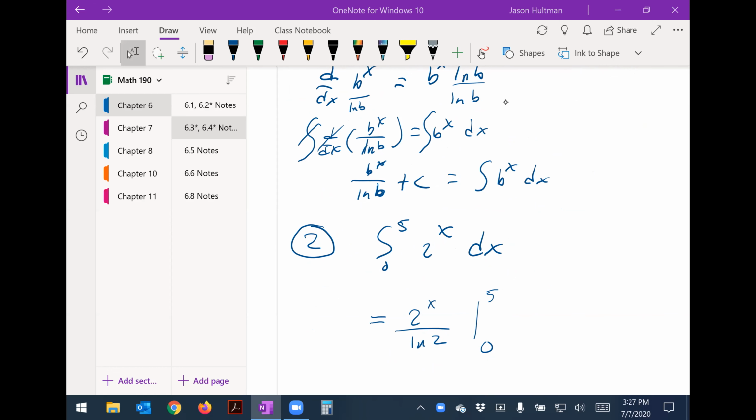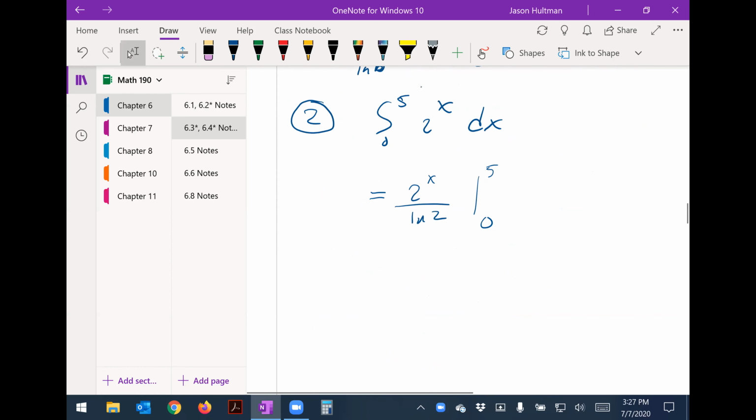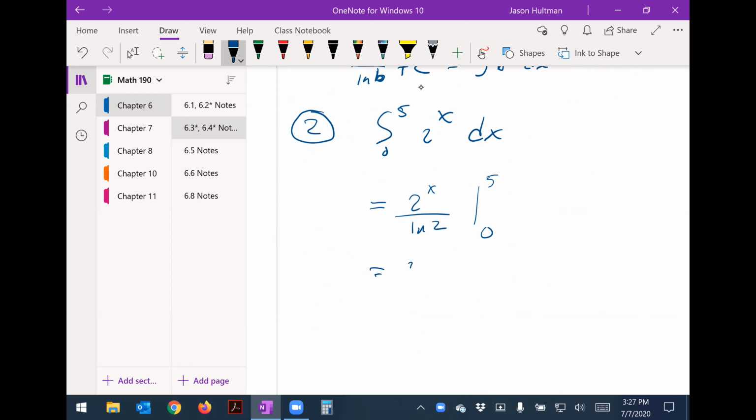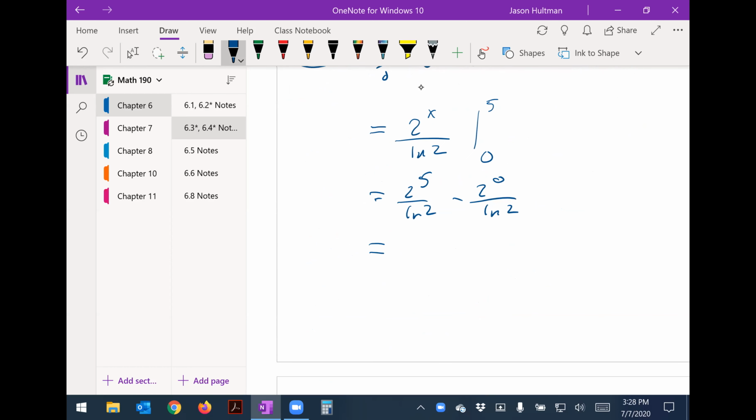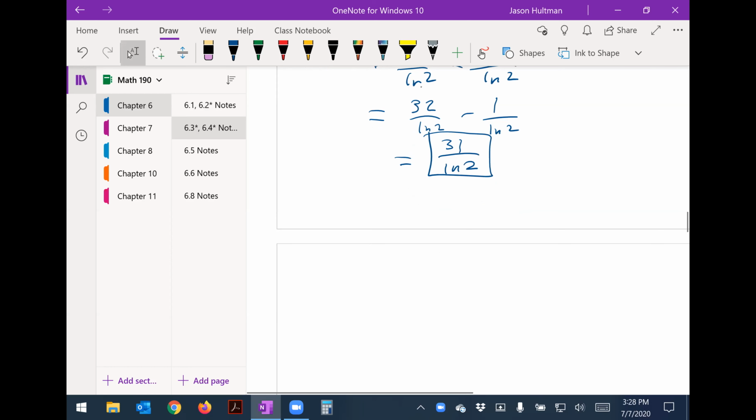Okay, true 2. So we've got 2 to the 5th power over natural log 2, minus 2 to the 0 power over natural log 2. This is equal to 32 over natural log 2 minus 1 over natural log 2, which is 31 over natural log 2. Nice example there.